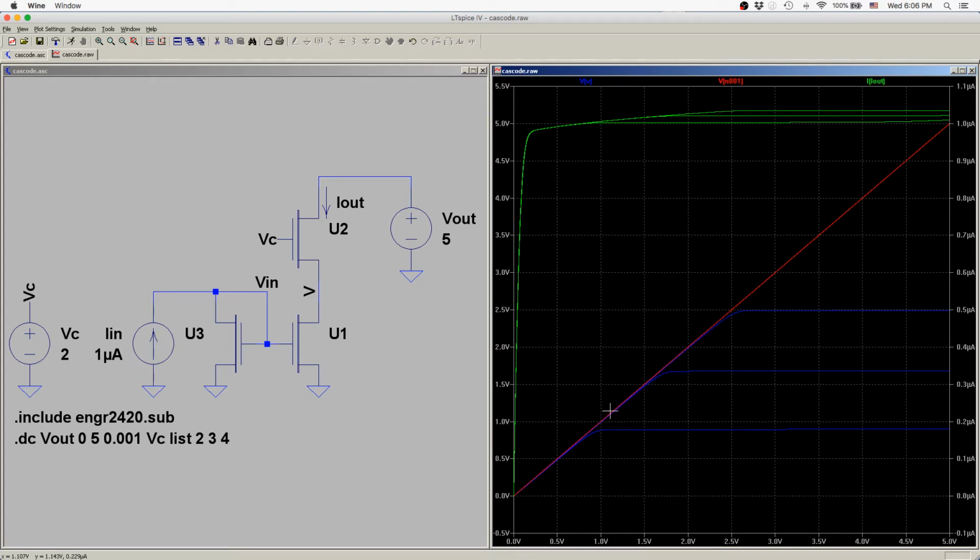And what we're doing when we sweep Vout is we're just sweeping out the drain voltage of U1. And eventually we get down to the point where U1 is in the ohmic region. And so there's these sort of three distinct regions of the curve. There's where both the cascode transistor and U1 are in the ohmic region. There's this part of the curve where U1 is now saturated, and we're moving up its saturation characteristic, but U2 is still in the ohmic region. And then when we hit U2 in the saturation region, that's when we have the full benefit of the cascode transistor, and we get a much flatter output characteristic.